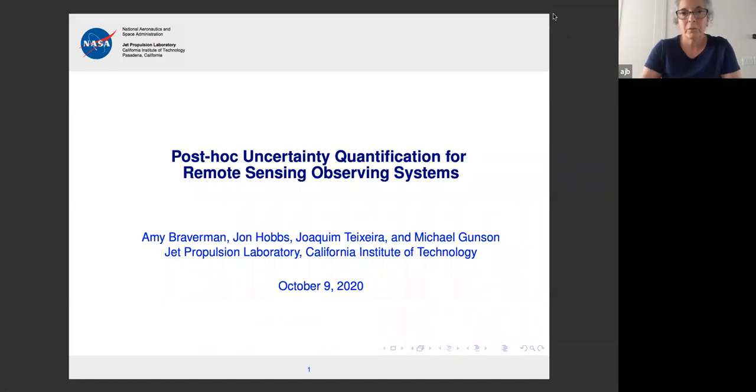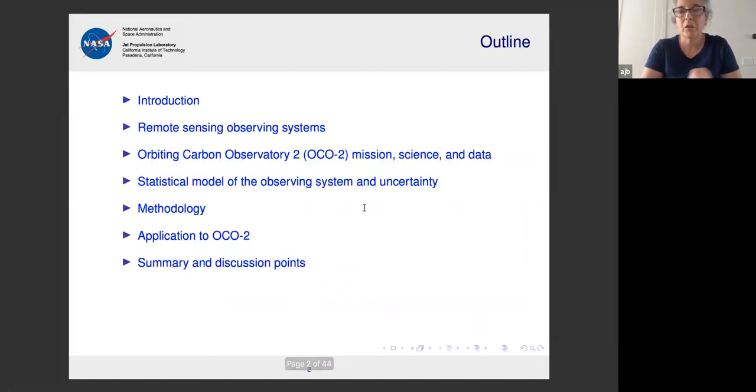Here's the outline of the talk. It's the usual sort of thing. I'm going to introduce the problem a little bit, talk about remote sensing observing systems, and tell you a little bit about the Orbiting Carbon Observatory 2 mission. That was the motivating application for this work. I will put it in something of a statistical context and connect it to some notions of uncertainty quantification from that community. Then I'll talk to you about methodology and show you some results, and then we can talk about it at the end. For those of you that may have seen this talk before, I hope you enjoy the rerun version.